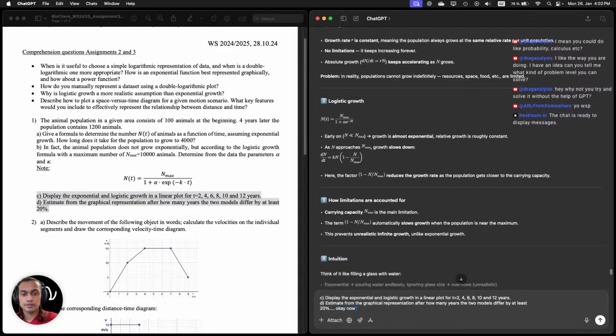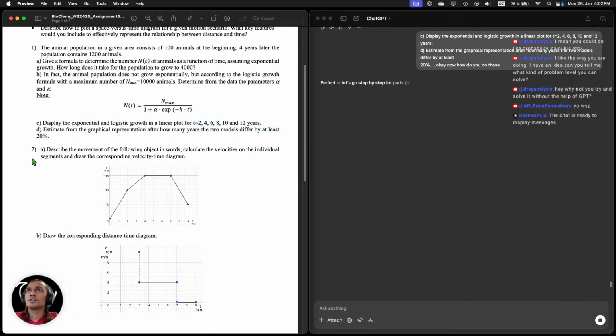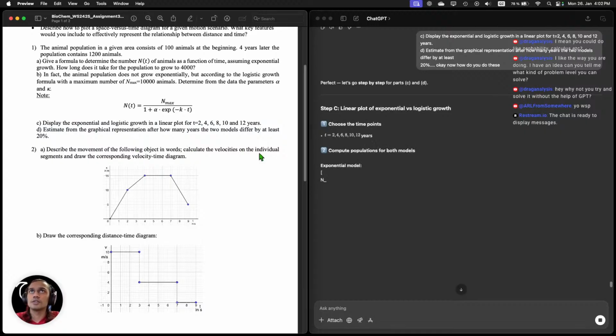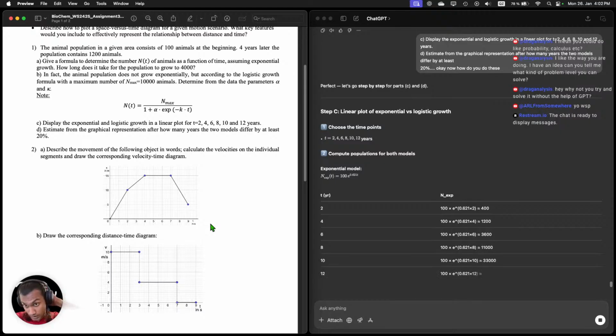Okay, now. Describe the movement of the following object in words. Calculate the velocities of the individual segments. Draw the corresponding... I can't copy it. Maybe DeepSeek could help.